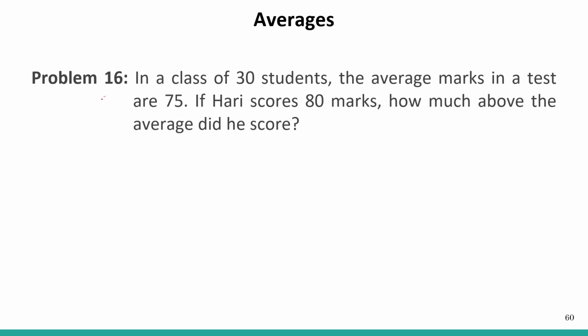So let's see problem number 16. In a class of 30 students, so the capacity of the class is 30 students, the average mark in a test was 75. So what will be the cumulative score? The cumulative score will be 75 into 30. If Hari scores 80 marks, how much above the average did he score?